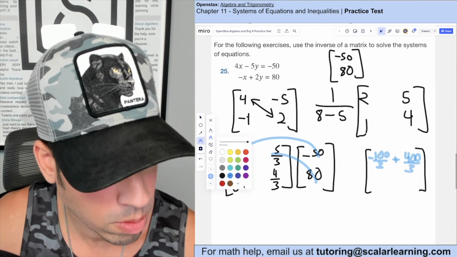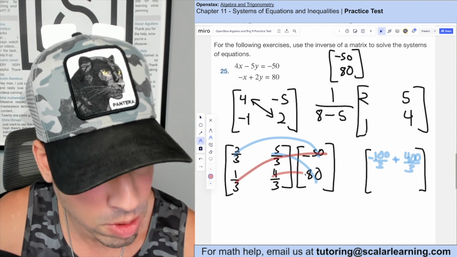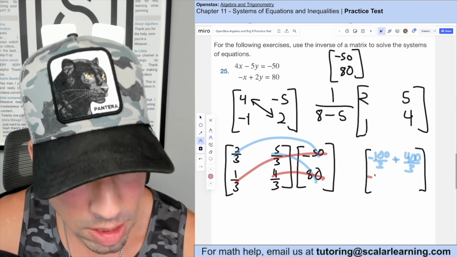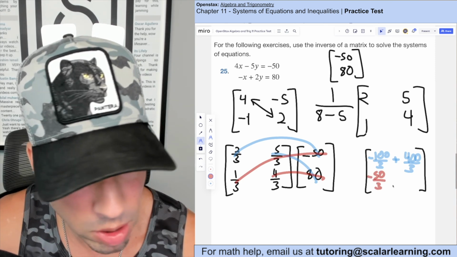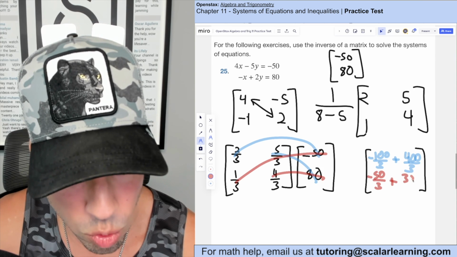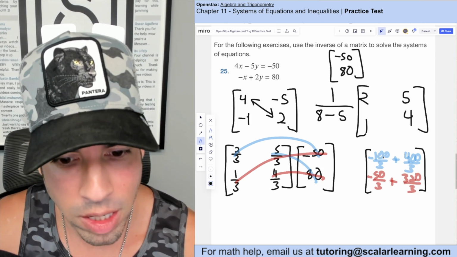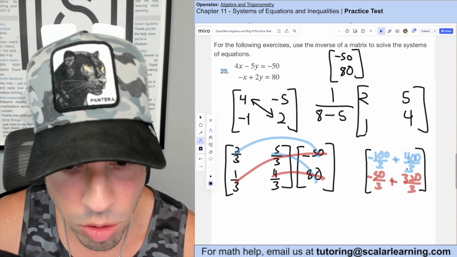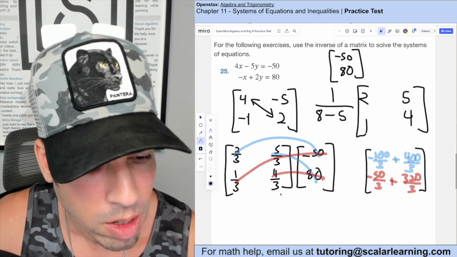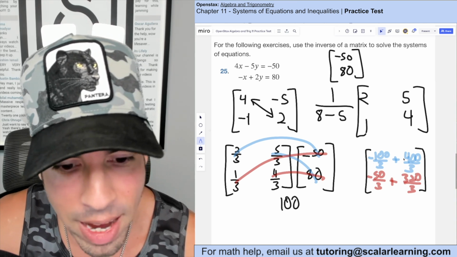And then we're going to do the multiplication on the bottom, this times this plus this times this. So that's -50 over 3 plus 320 over 3. Okay, let's simplify this a little bit now. So -100 plus 400 is 300. 300 divided by 3 is 100, and that's my x value on top.